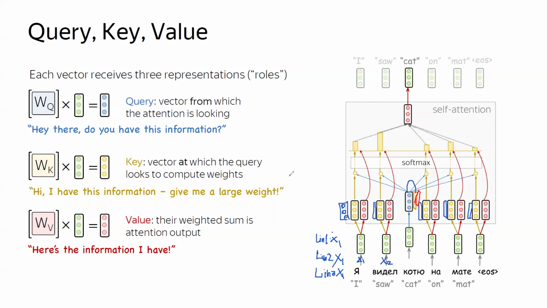And this averaging of red embeddings with yellow weights will be our new embedding. But now this new embedding kind of looked at every word in our input sentence. And we call this context-aware embedding.